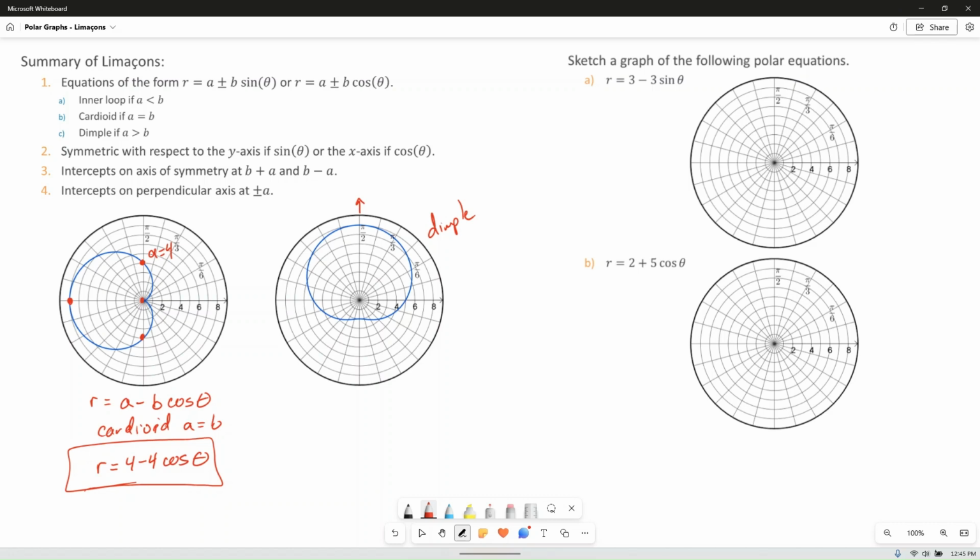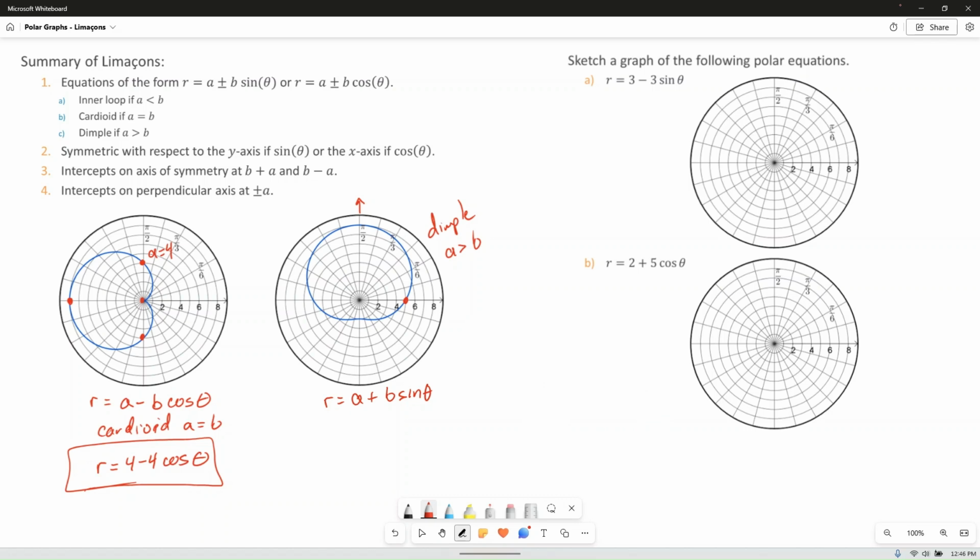Okay, so because it's in the positive y direction, I know my general equation is going to be r equals a plus b sine of theta. Okay, and because it's a dimple, I know that the a value is going to be bigger than the b value. Okay, so we just need to figure out what the values of a and b actually are. Because the axis of symmetry, the direction this graph is oriented, is along the y-axis, that means the perpendicular axis is the x-axis.